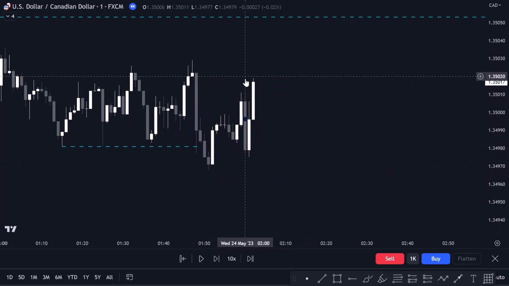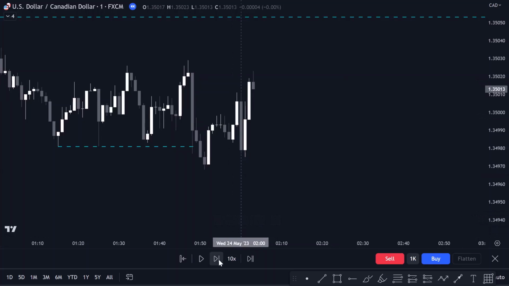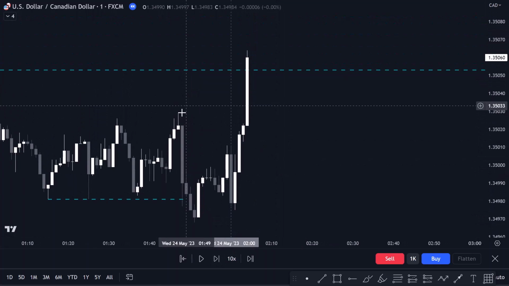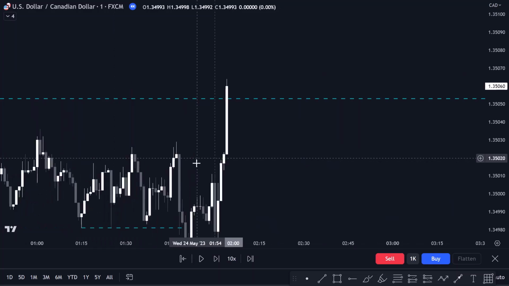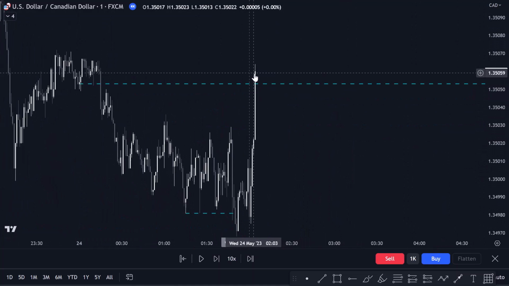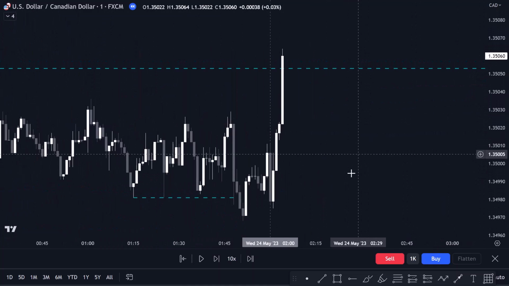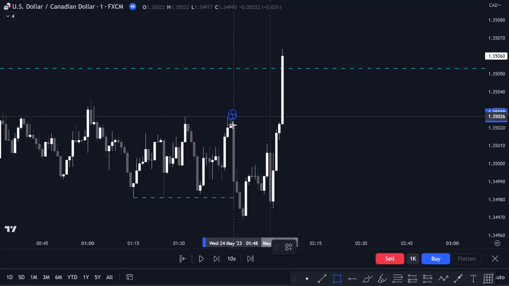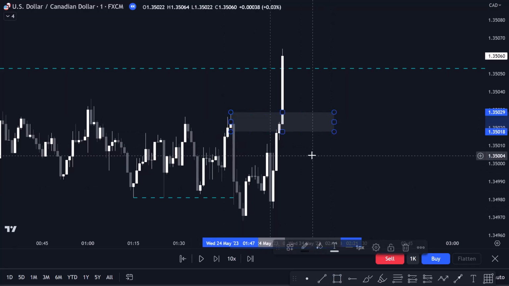Now the London kill zone, and it is before London kill zone. I mean, it is at London kill zone, but I'll wait for a change of character above this level. And with this closure above, price is above midnight, but I'm gonna enter from this kind of breaker block here with this fair value gap.